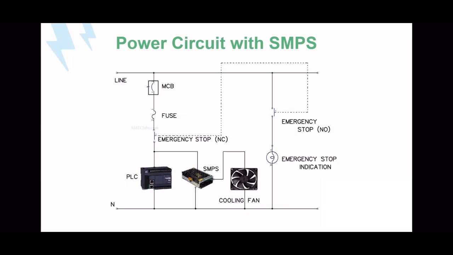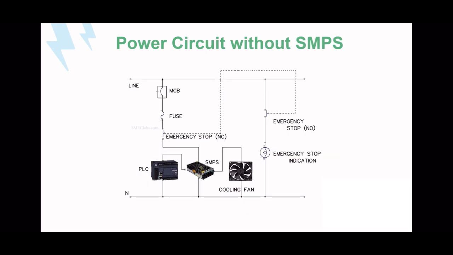While you are pressing that emergency push button, there will be two contacts: the first one is NC and the other is NO. As in the ladder logic program, if you give an on pulse, your NC will activate and the conduction will be opened, that means it will not conduct. In the case of emergency stop NO, if your NO is activated, then it will conduct, and because of that the emergency stop will be indicated. These are about the power circuit with SMPS concept.